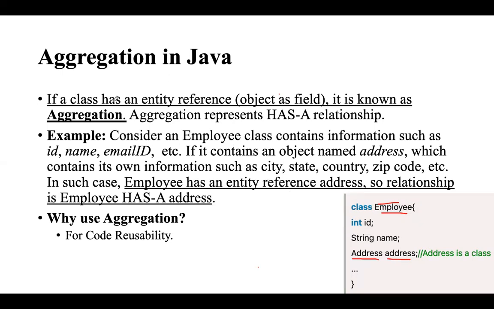So now the definition of aggregation is, if a class has an entity reference, if a class has an object in its field, then that is called aggregation. And we can represent aggregation theoretically with the words "has a". Aggregation is a type of has-a relationship.